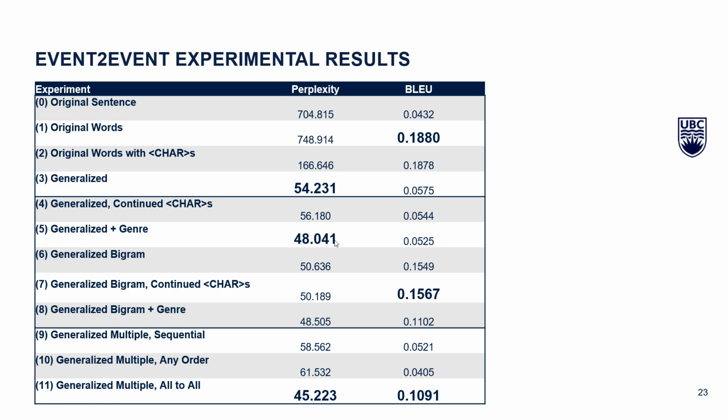And then down at the bottom here, we can see when we did the generalized multiple all to all, we got the best perplexity score. The BLEU score is fairly low for all experiments, with the highest score being with the original word. So right here, that's the highest score. Remember, we want the highest one. Now, the authors of this paper do not believe that the BLEU score is an appropriate measure for the event-to-event model because it emphasizes the recreation of the input.